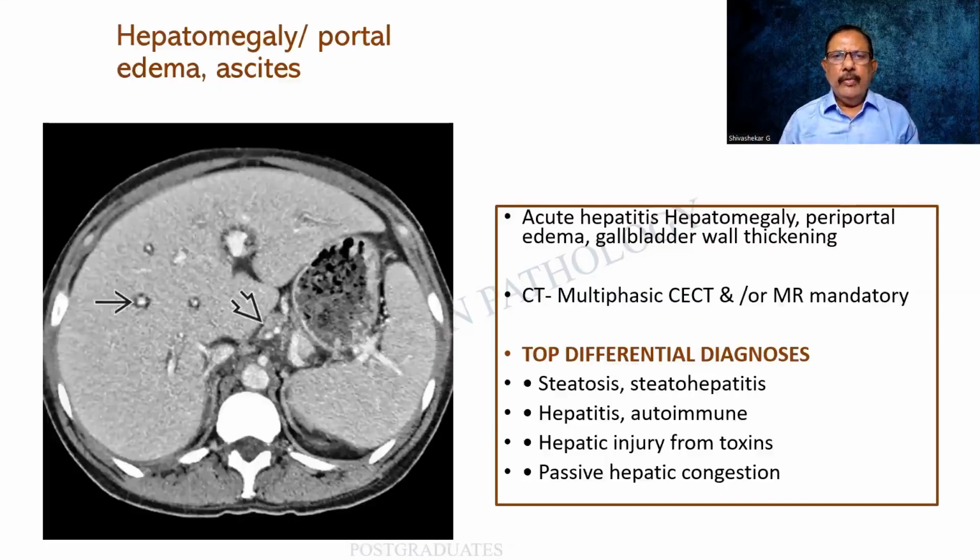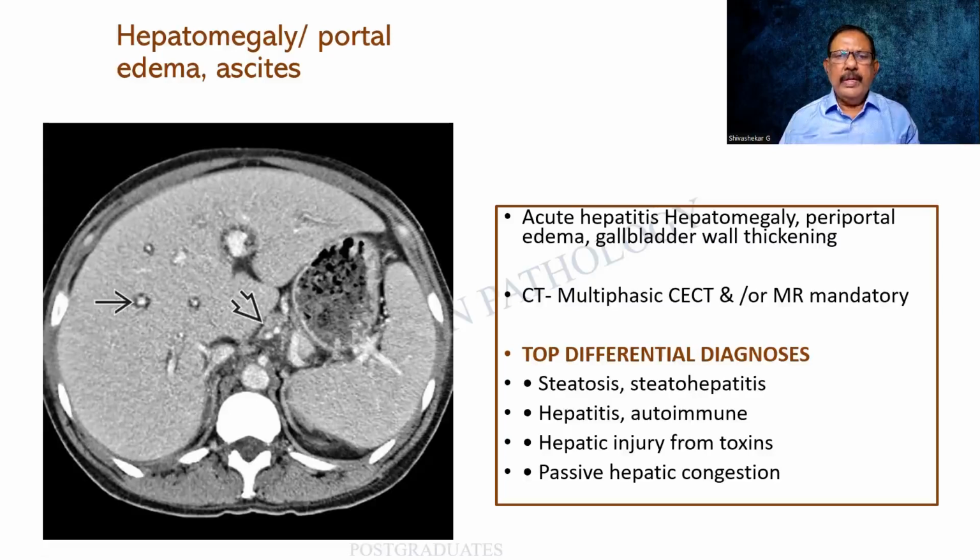As a continuation of our last session, here I see a CT scan wherein there is a diffuse enlargement of the liver. There is a hepatomegaly, a portal edema, as well as an ascites. I think these arrows are supposed to show it. And there is also a thickening of the bile duct and the gallbladder. And it is said that multiphasic CECT or MR will be mandatory for a better picturization.